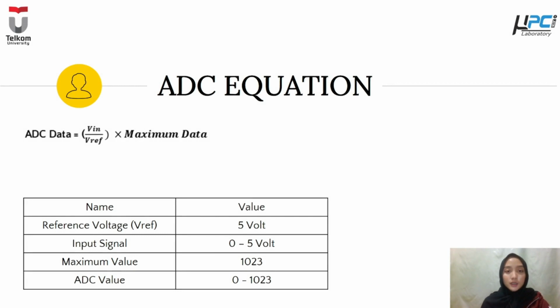So here's the ADC equation. This equation is used to find the value of ADC data. ADC data equals voltage in divided by voltage reference, and you just multiply it with maximum data. And also here's the guide table. You can see the guide table here.